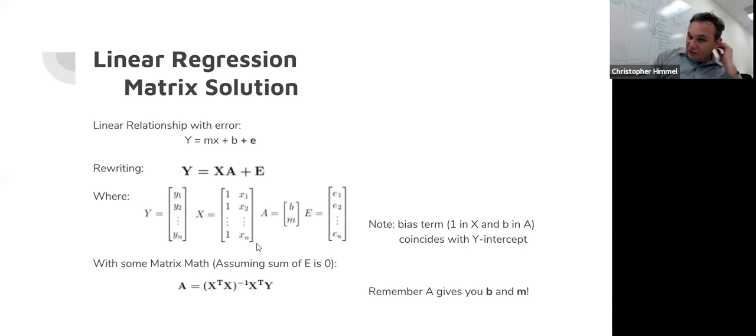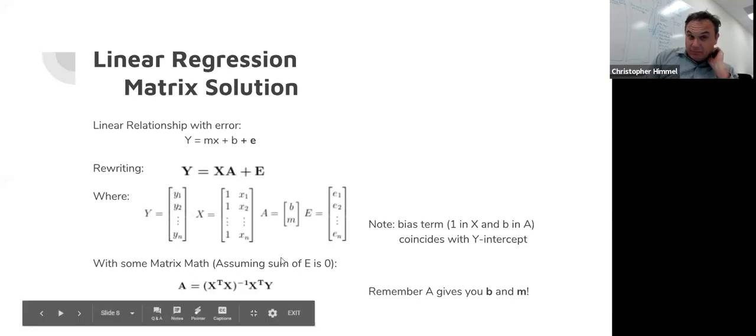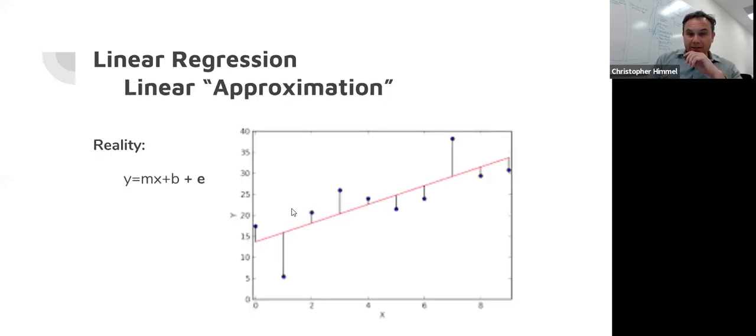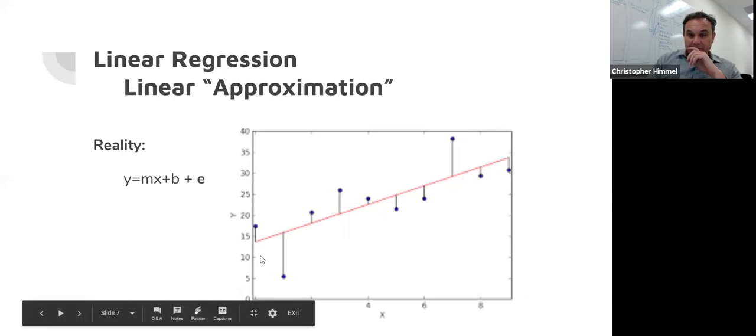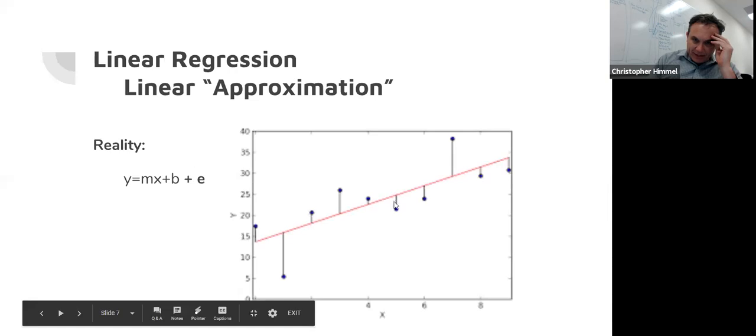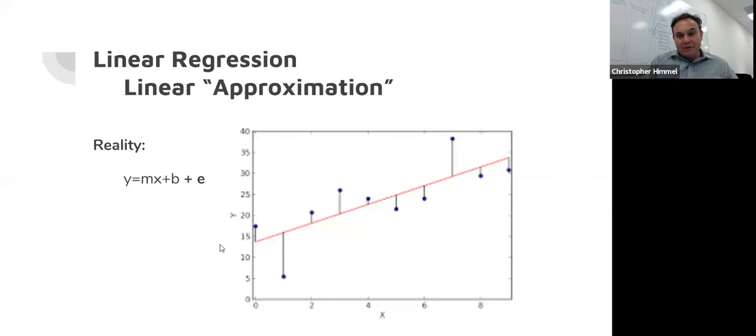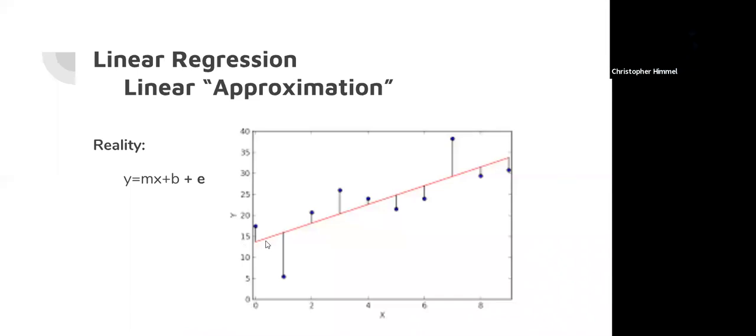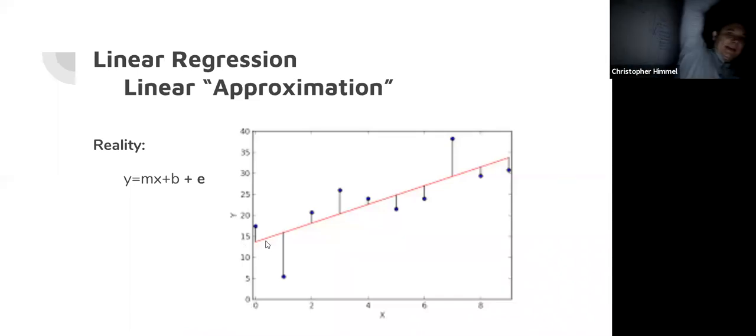Now we're going to assume something. We're going to assume that the sum of all these errors is 0. What happens if we assume that? Let's think about that for a second. We have some errors that are above, some errors that are below, some above, some below. Imagine the line not being exactly the best fit for all of these. Then in that case, the sum of the errors would not be 0.